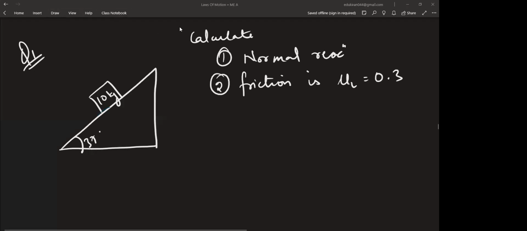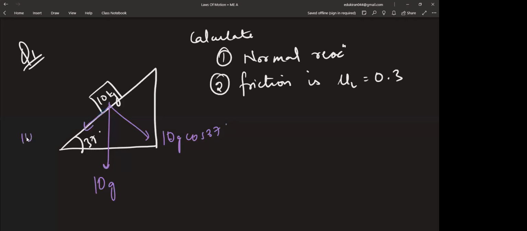Okay, see, the first answer Zainab has given is 4 by 5. Shaima, 4 by 5. Cos 37 is 4 by 5. When we solve it, this will have the value 10g, right? So this becomes 10g cos 37, and perpendicular to it, this one will be 10g sin 37. And perpendicular, we have the normal reaction. Away from it, we have the friction force. So this is the FBD.